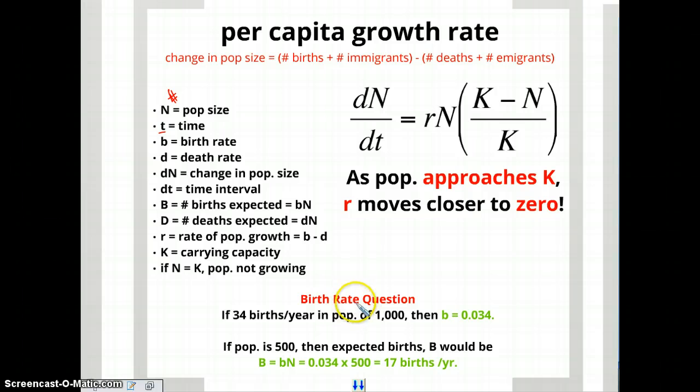To calculate birth rate, you just take the number of births and divide that by the size of the population. So if you have 34 births in a population of 1,000, 0.034 is your birth rate. You can do the same for death rate. Now these D's stand for delta, which is change. So change in size of the population over time is related to all this gobbledygook, and we'll talk about that here shortly.